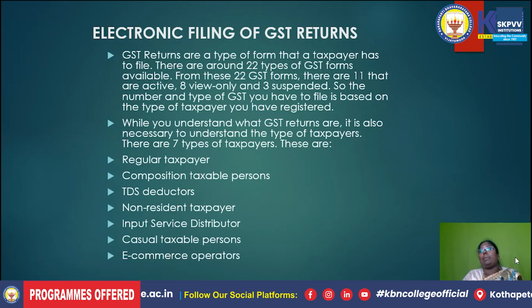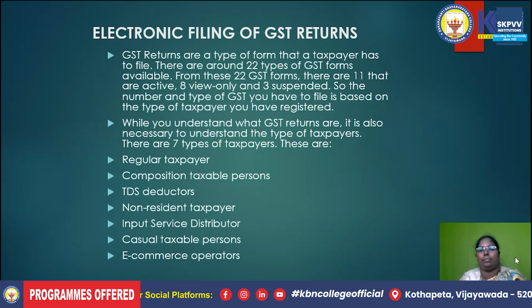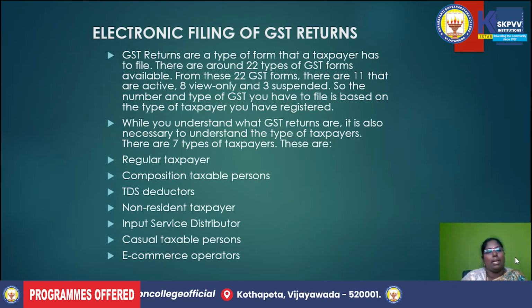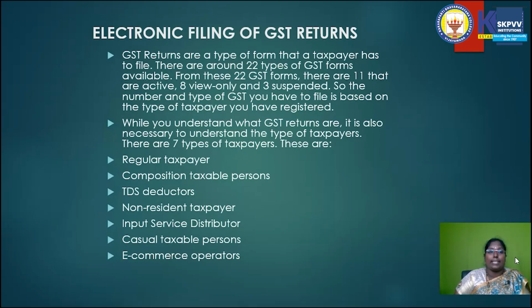So who is able to pay the tax? There are different types of taxpayers available. Particularly we are discussing 7 types of taxpayers: regular taxpayer, composition taxable person, TDS deductors, non-resident taxpayers, input service distributors, casual taxable persons, and e-commerce operators. All these 7 kinds of operators need to file returns monthly, quarterly or annually. Definitely they need to file the returns and pay the tax to the government.